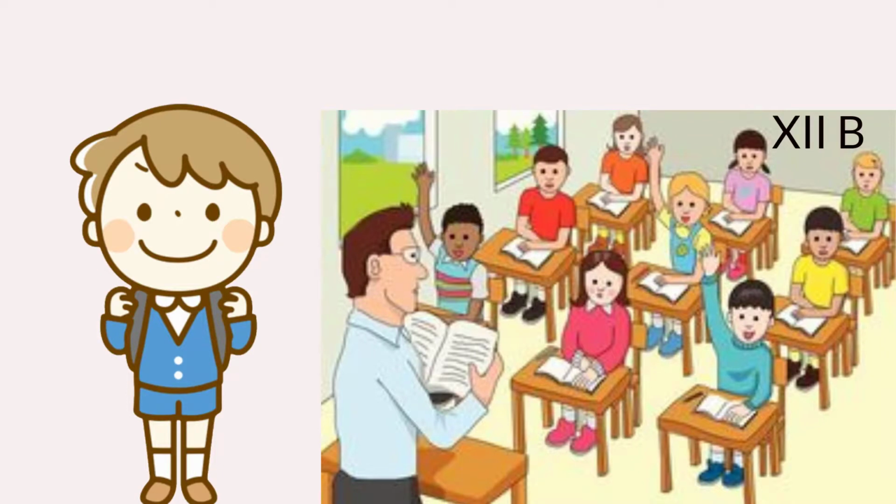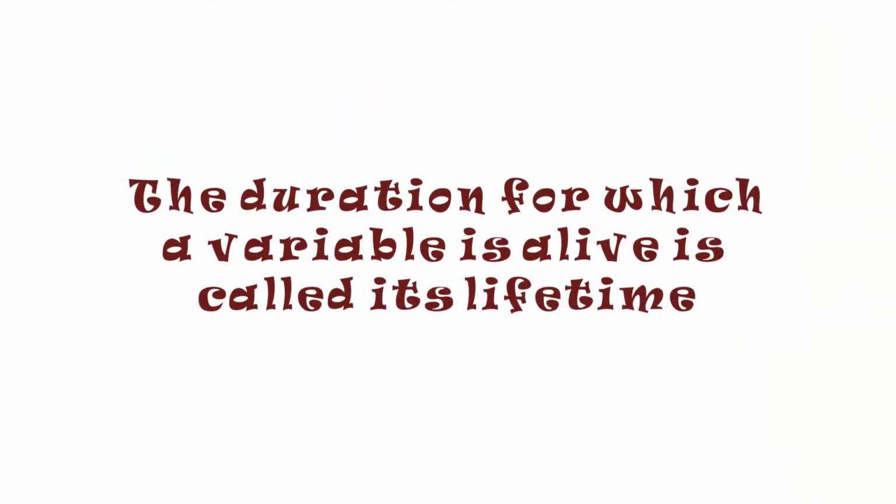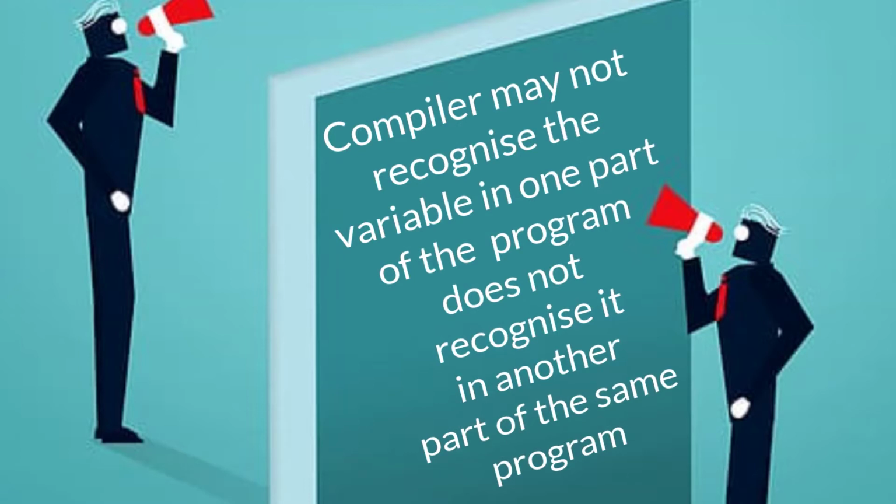Let's compare this with the example that we saw already about a student who is in 12th B. A student who is in 12th B is not known to a few staff who handle other 12th classes. So it's natural that a few staff may not even know whether such a student is studying in 12th. The same concept applies to programs also. The compiler may not recognize a variable that exists in one part of a program in the other part of the same program, unless it is declared as a global variable. This global concept we will see in our upcoming videos.